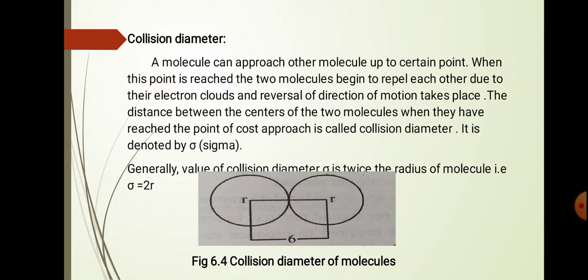In general, for molecules of the same type, twice the radius is nothing but the molecular collision diameter. So the radius of the molecule, if you double it, that distance is nothing but the collision diameter, meaning sigma is equal to 2r. So this is all about the collision diameter of a molecule.